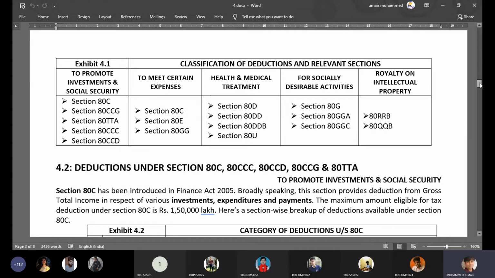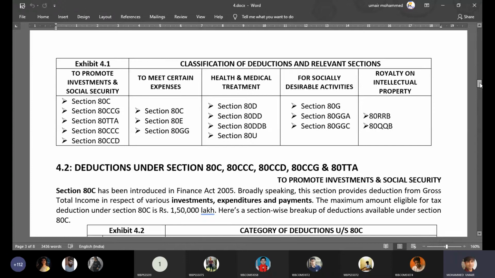The third set of deductions here, these sections are designed to provide relief to the taxpayer to accommodate the health and medical expenditure. And then you also have certain deductions which promote socially desirable activities. And then you have the final category, which allows deduction for royalty on intellectual property.